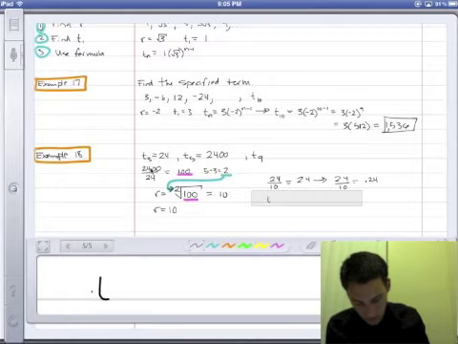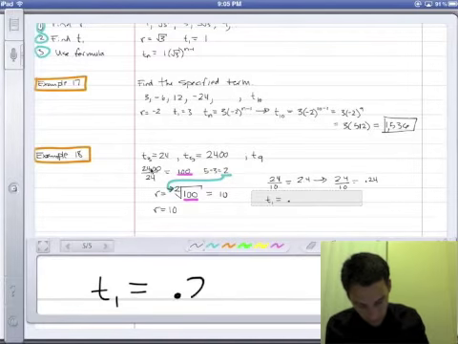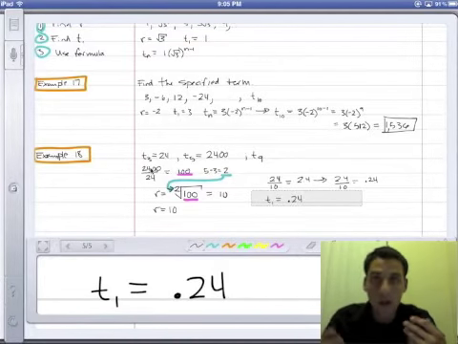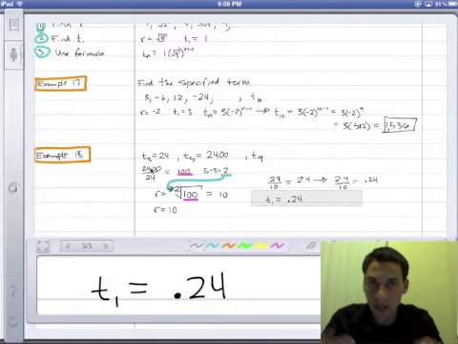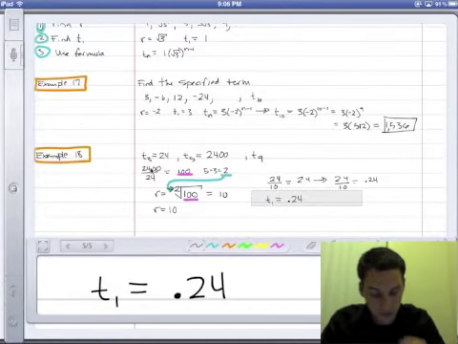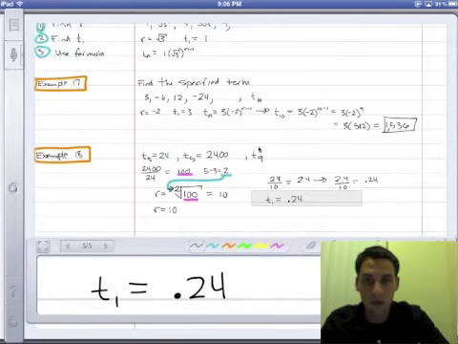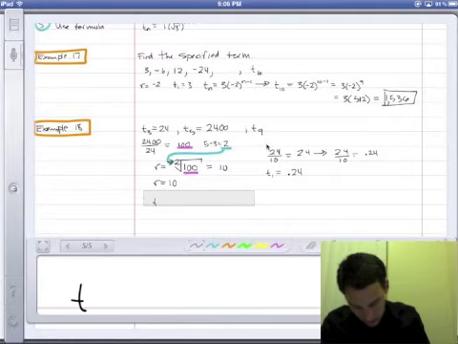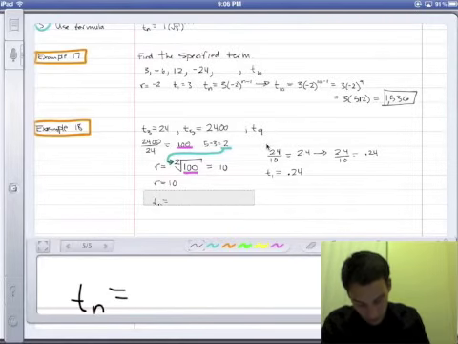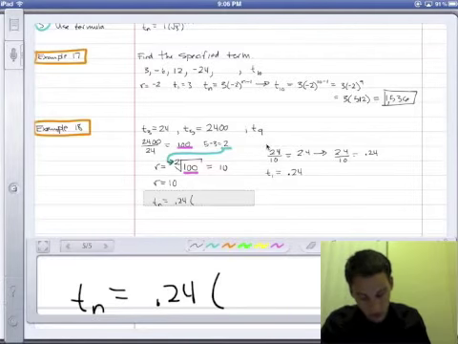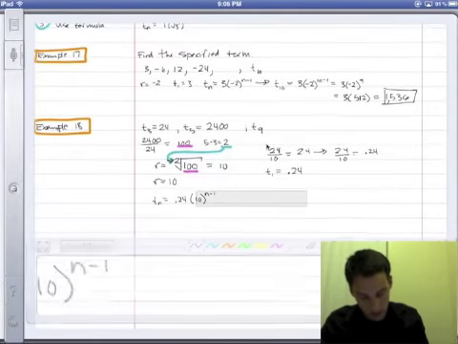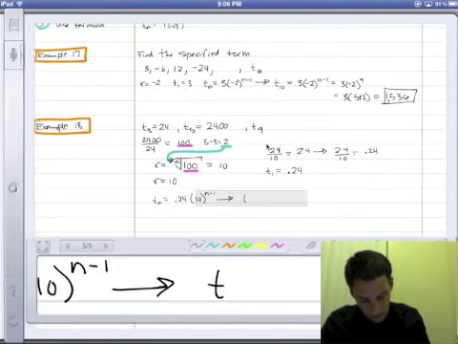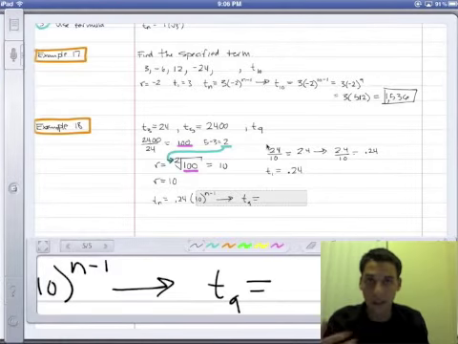So term 1 equals 0.24. Now I can write out my formula and find the ninth term, because that's what my whole goal was. So let's do that. T sub n equals the first term, which is 0.24, times r, which was 10, to the n minus 1. And I'm going to use that to find the ninth term by plugging in 9 for n.